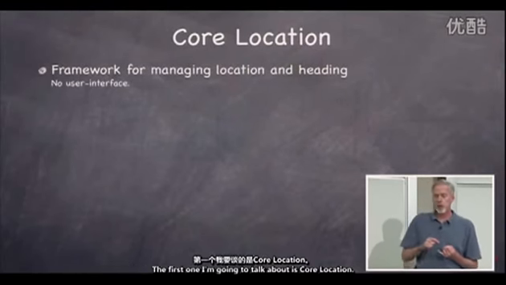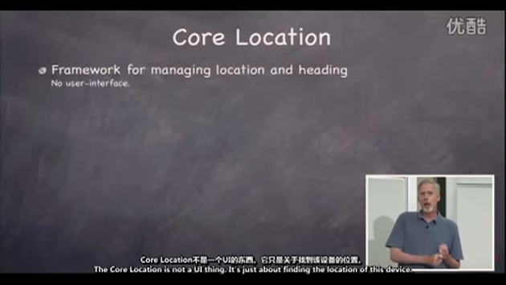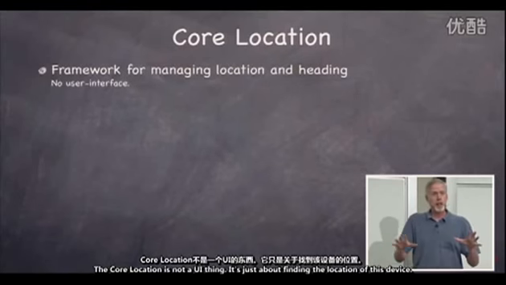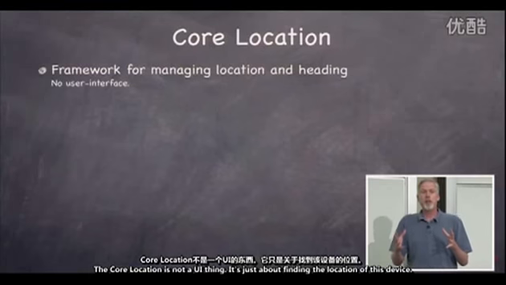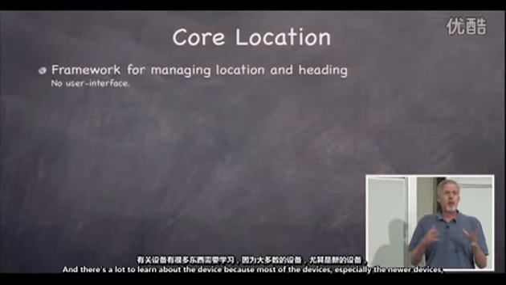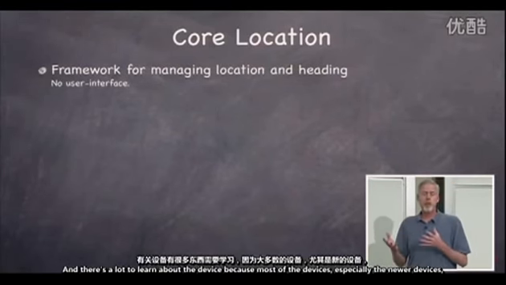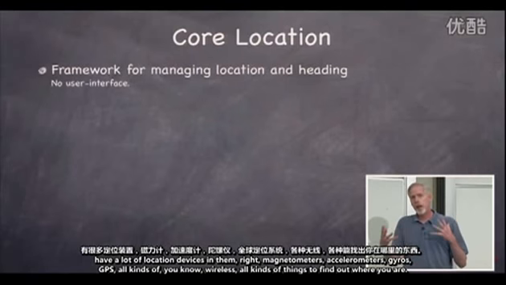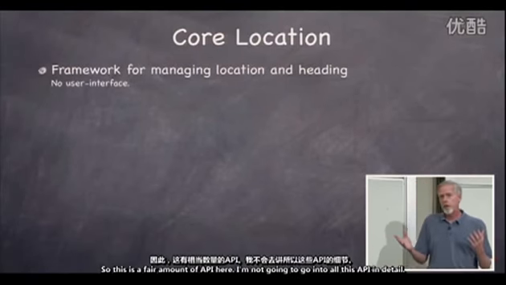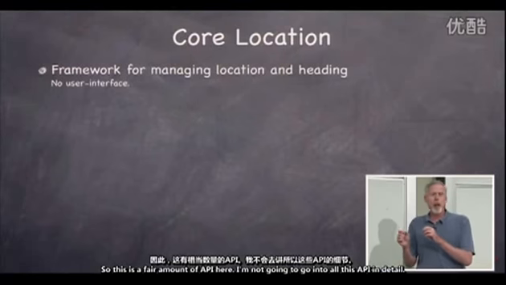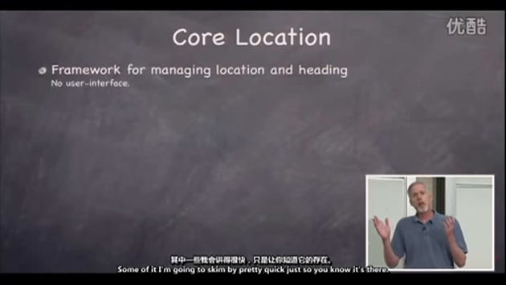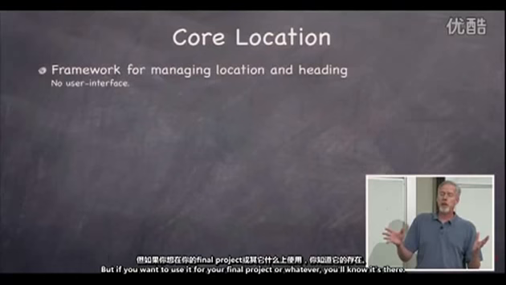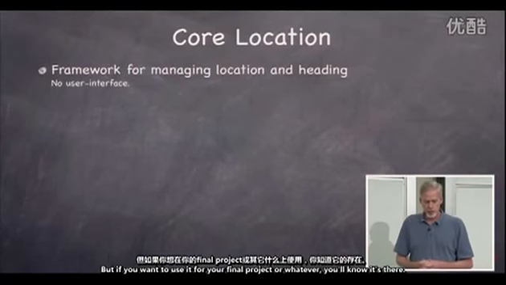The first one I'm going to talk about is Core Location. The second one is MapKit. Core Location is not a UI thing. It's just about finding the location of this device, and there's a lot to learn because most of the devices, and especially the newer devices, have a lot of location devices in them. Magnetometers, accelerometers, gyros, GPS, wireless, all kinds of things to find out where you are. So there's a fair amount of API here. I'm not going to go into all this API in detail. Some of it I'm going to skim by pretty quick, just so you know it's there. But if you want to use it for your final project or whatever, you'll know it's there.